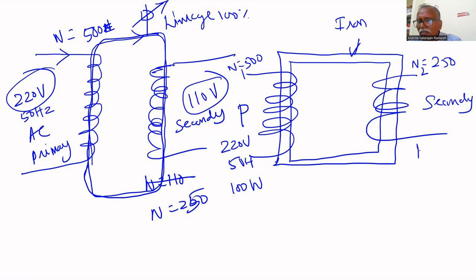Therefore, the voltage here will be 110 volts. But here also 100 watts. Watts will be the same. So voltage is reduced, that's why current will be increased. That's why the size of the conductor will be higher than the primary. This is called the transformer principle.